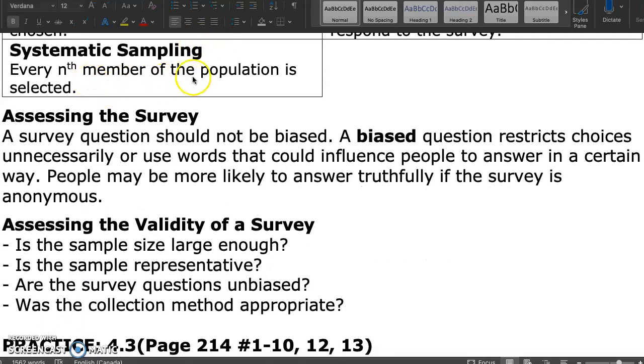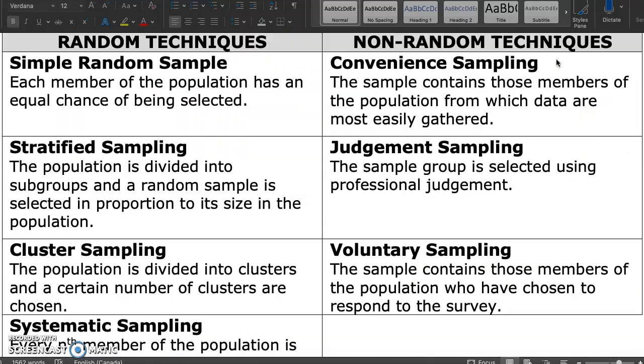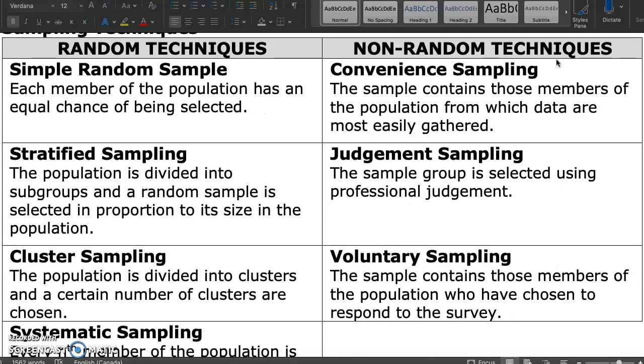Systematic sampling: every nth member of the population is selected. That could mean selecting every 10th employee on a list to get information about that individual. Non-random techniques: convenient sampling. The sample contains those members of the population from which data are gathered most easily. We could use a secondary source, such as going to Statistics Canada and gathering that information, or asking people who are in very close proximity.